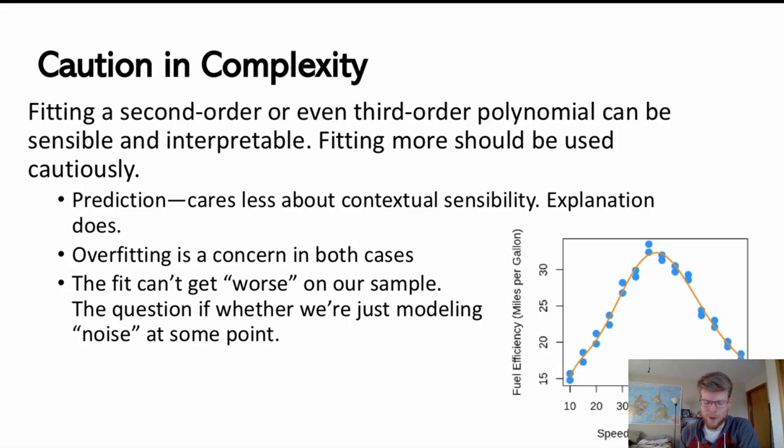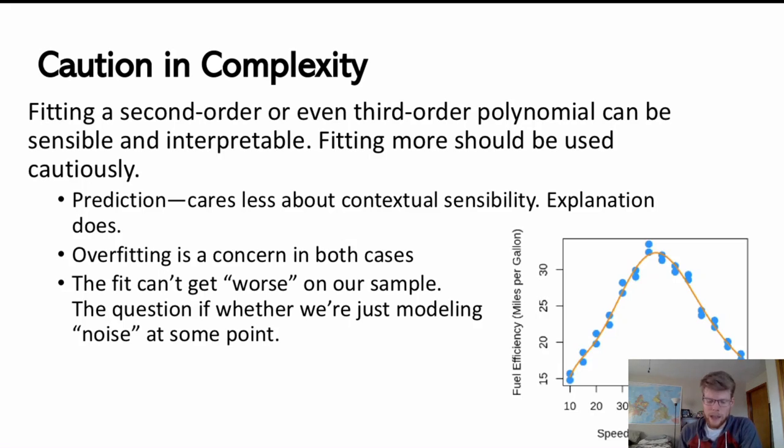Usually both goals are important. I don't think there's a whole lot of cases where we care 100% about one and 0% about the other, but there's certainly cases where we care a lot more about prediction and cases where we care a lot more about explanation. So if we care a lot about explanation, we want to be careful about creating really complex models because it makes it a lot harder to understand what that relationship is.